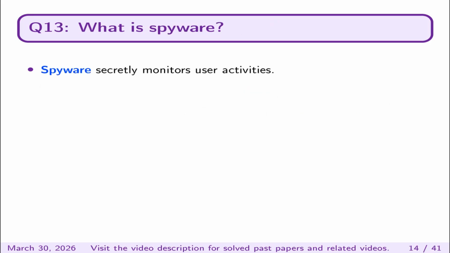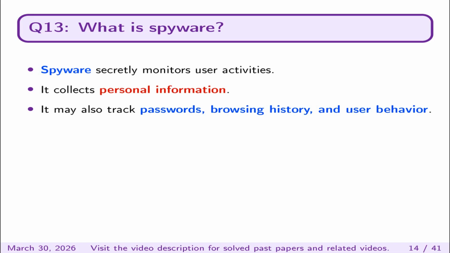What is spyware? Spyware secretly monitors user activities. It collects personal information. It may also track passwords, browsing history, and user behavior.